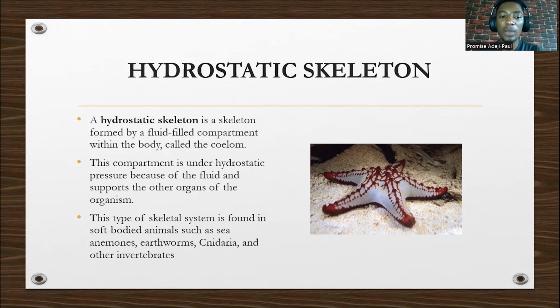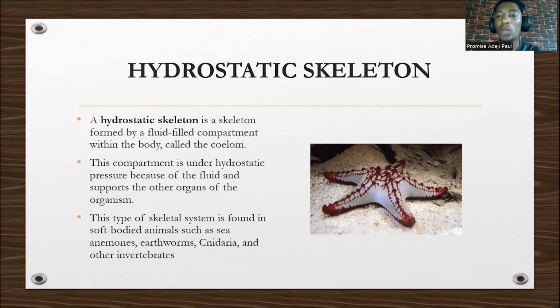That's the point. So this type of skeletal component is found in what? Soft-bodied animals such as sea anemones. Please take note of these examples: earthworms, cnidarians, and other invertebrates. Cnidarians include hydra and jellyfish. Please take note of this. These are the organisms you can find.